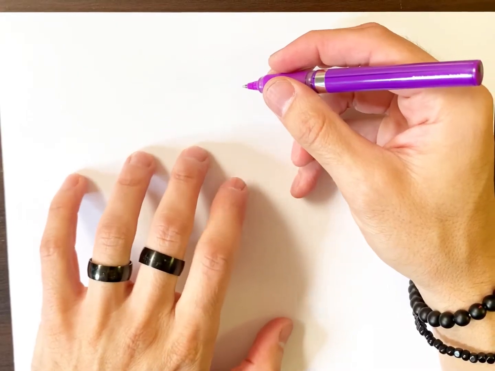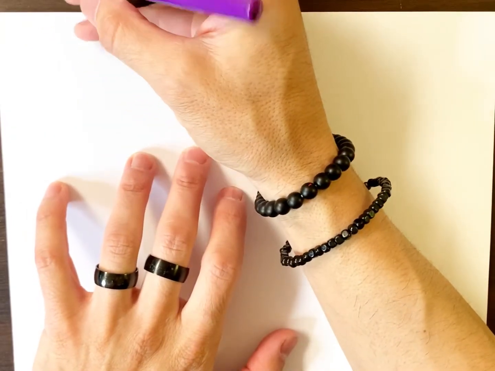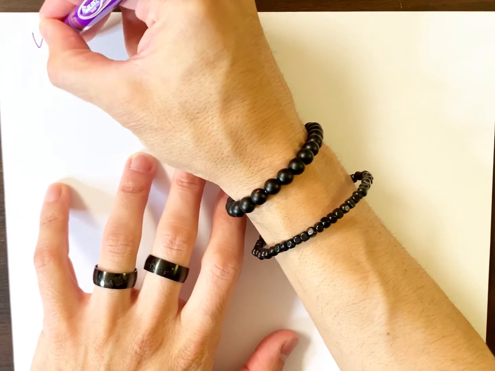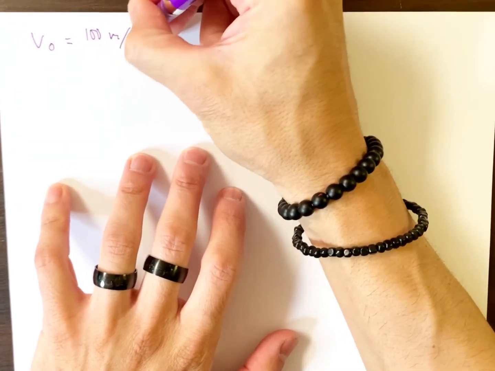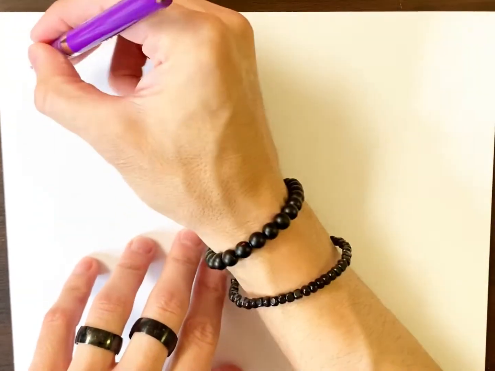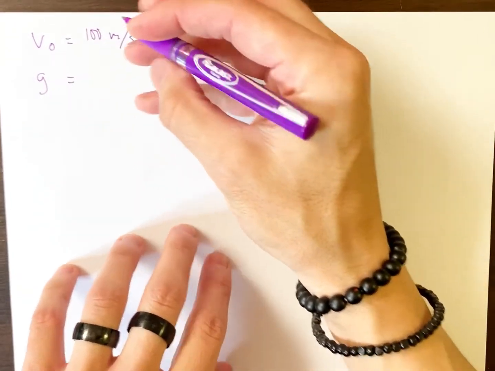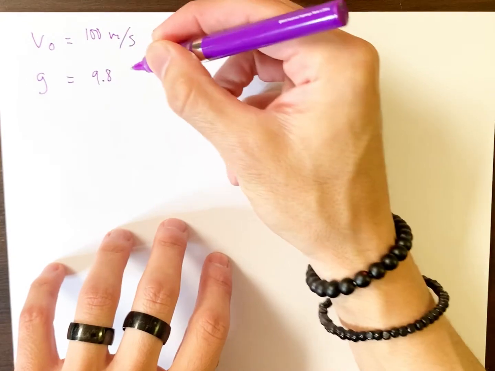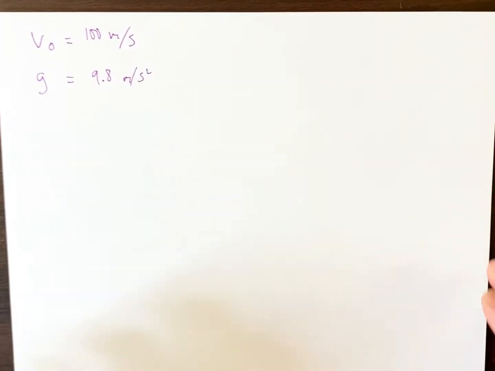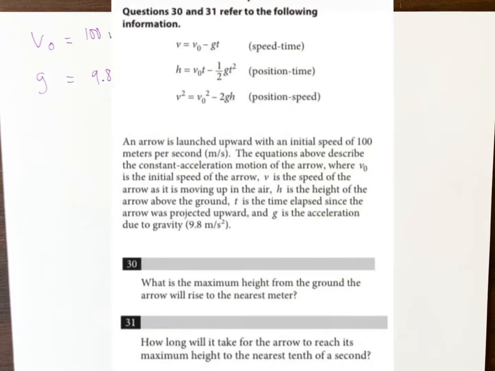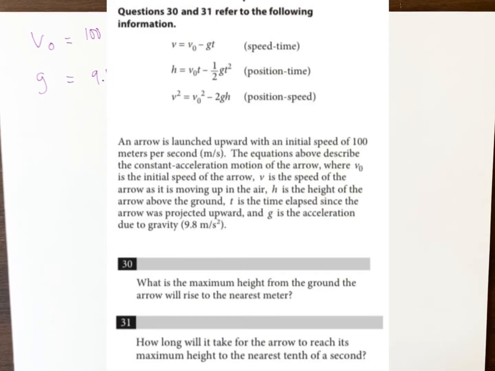So they tell us that the initial speed, which is v naught, is 100 meters per second. And they also tell us that the effect of the gravitational constant is 9.8 meters per square second. So these are some givens. Now for question 30, it says, what is the maximum height?